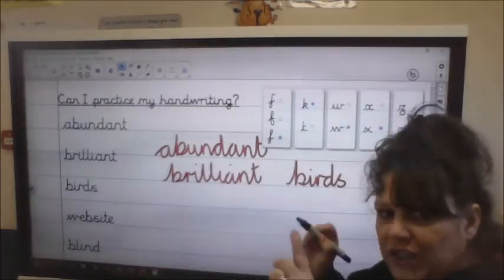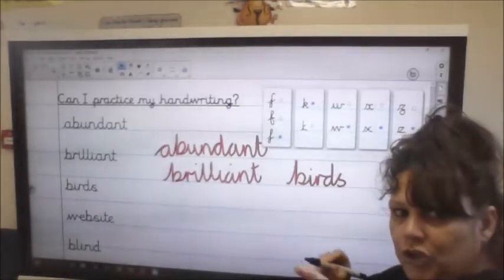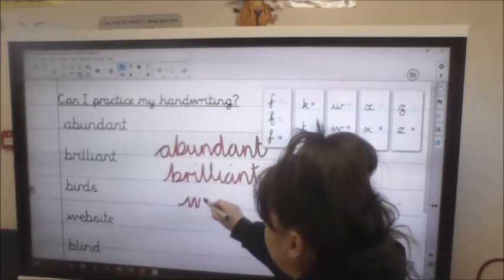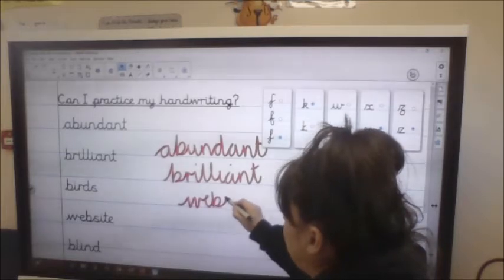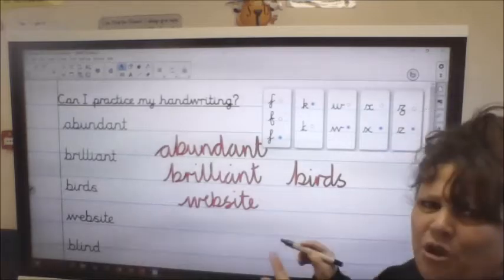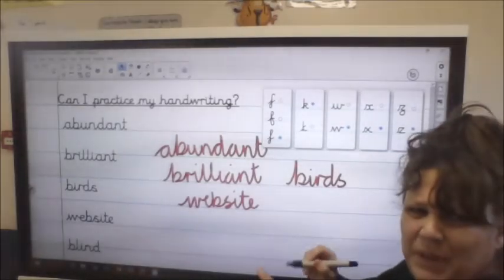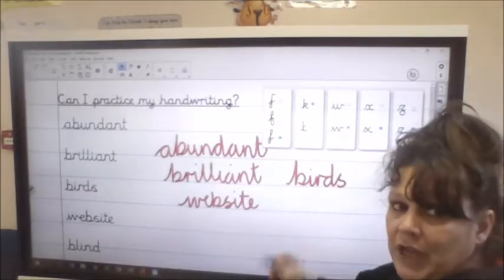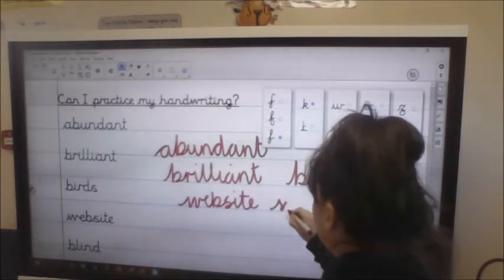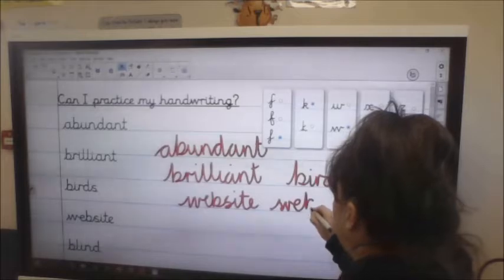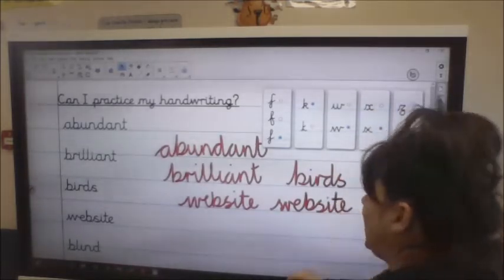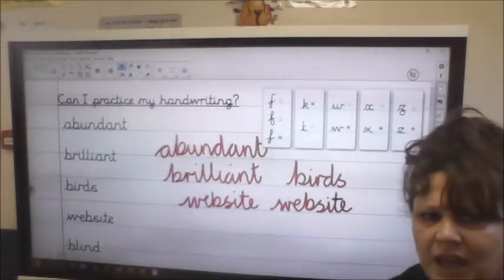Okay, right, then website. Remember we're doing that pointy W. All right, pointy W. So we lead into the W. E-B-I-S-T-E. Now, not really happy about that. I think my B's a bit too small, so I'm going to do that one again. So here we go. Lead into the W. E-B, that's better. S-I-E-T. Yeah, much happier with that.